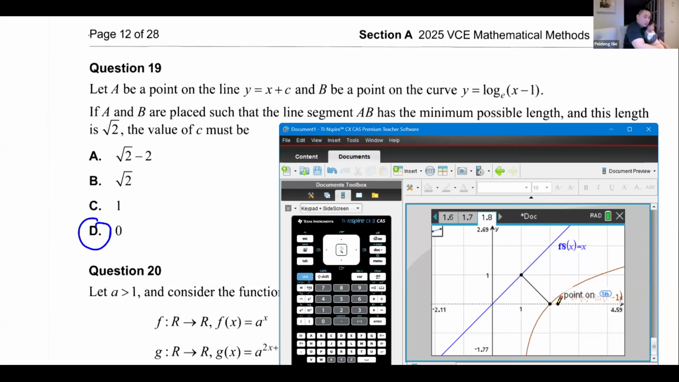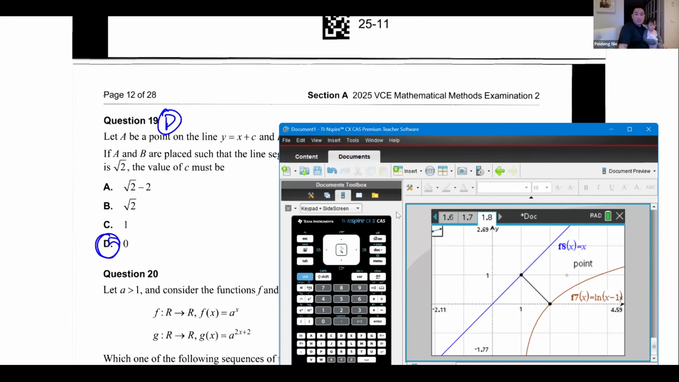So we just use graph inspection without doing any calculus. Of course, if you want to do some calculus, you can try to construct a distance function and then use derivative equal to 0. All right, last one, question 20.